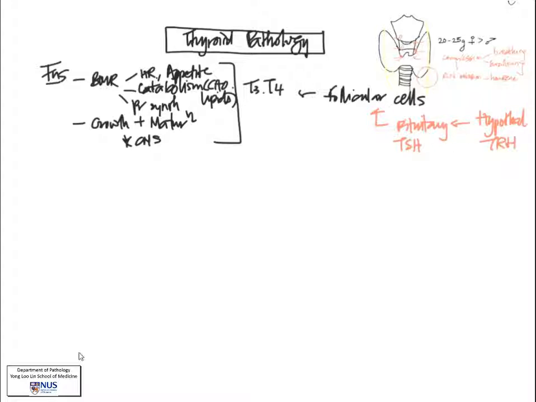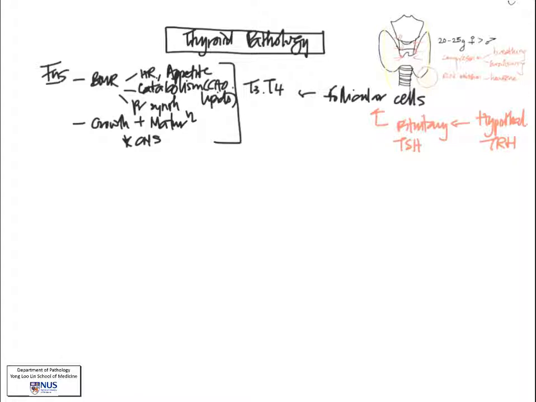This pituitary is in turn regulated by the hypothalamus, which produces thyrotropin releasing hormone. TSH is also known as thyrotropin, and this in turn influences the function of the pituitary in terms of how much TSH to release, and again this in turn affects the follicular cells.